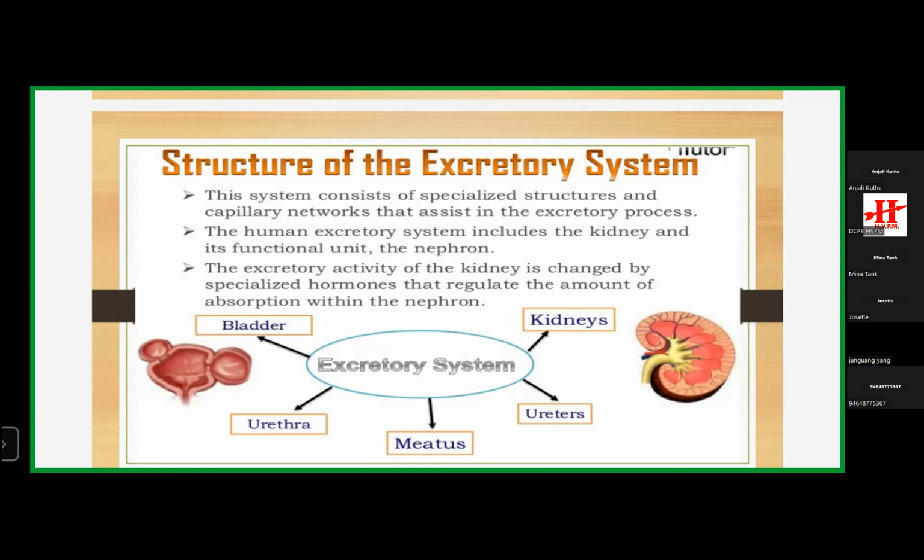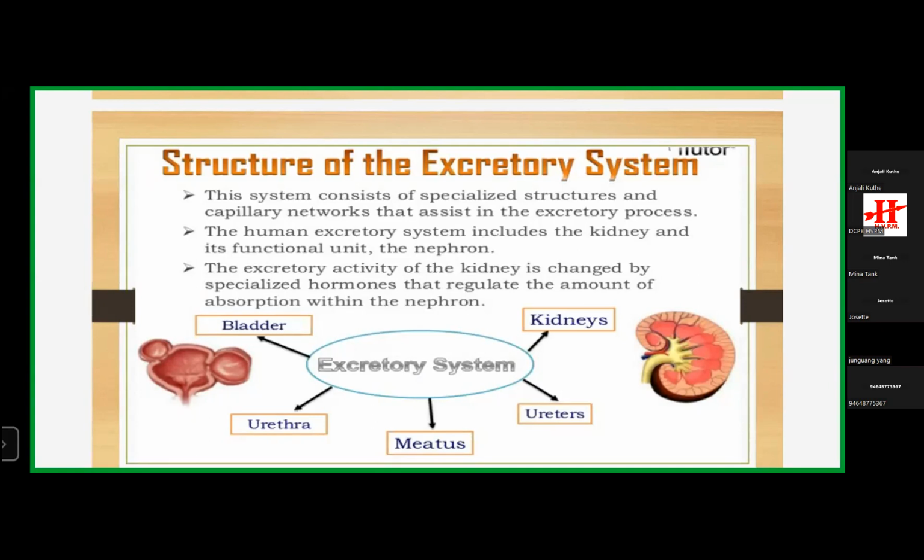Now, we have seen the weight, size, and shape. The shape is bean shaped. The color is slightly brownish, and it is covered by the capsule. Again, it is a very important organ, so nature has given protection. It is covered by the fibrous capsule, and this capsule helps to hold its bean shape and protect the kidney.